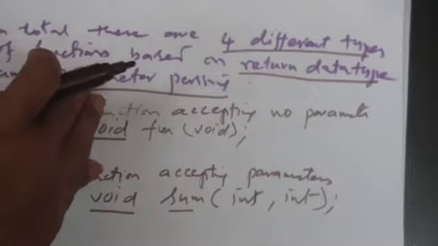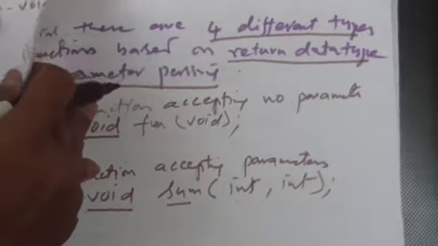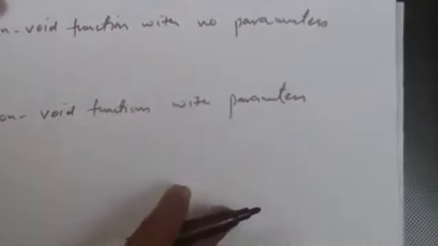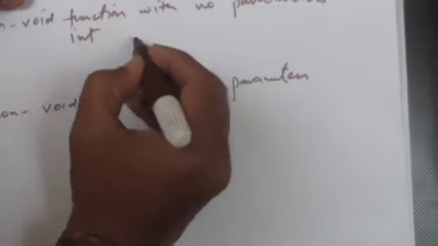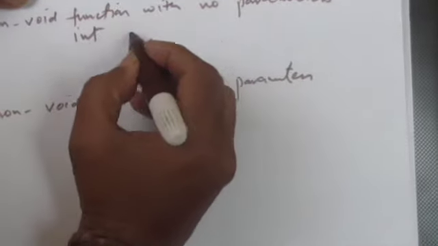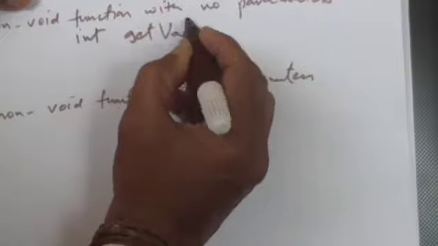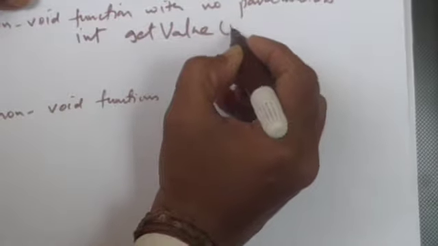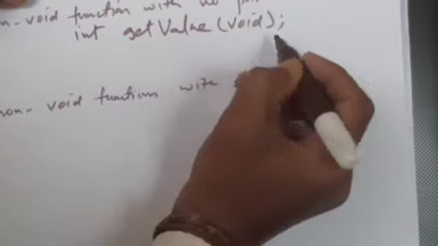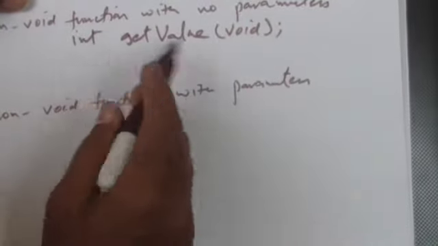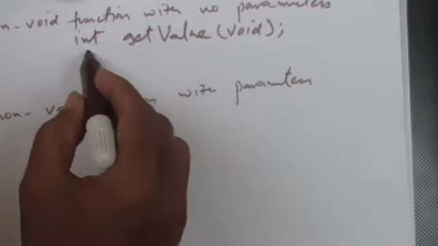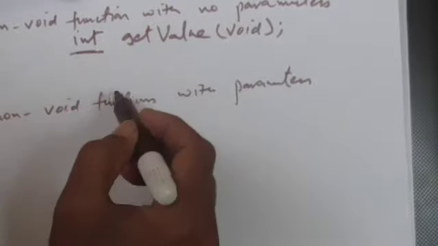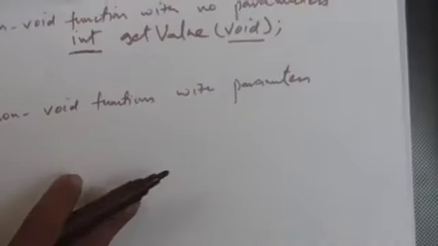Then considering the other two categories, the non-void functions with no parameters. So I can say here int get value, and no parameters. To say no parameters, I can write void like this. By looking at the function declaration or function signature, you will be able to say that it is a non-void function and not accepting any value.